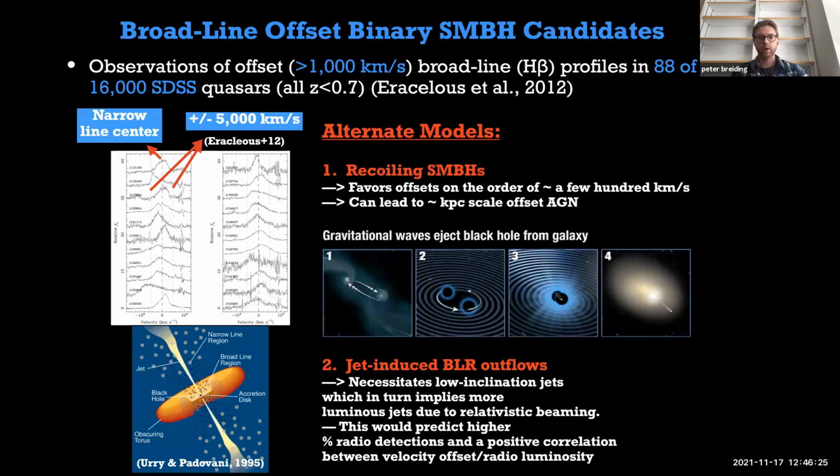But again, there are alternative models that can explain these offset broadlines. One of them is a recoiling supermassive black hole. After the merger of a binary, you can have the anisotropic emission of gravitational waves that gives a velocity kick to a black hole. This favors velocity offsets on the order of a few hundred, but can extend up to a few thousand kilometers per second. And this can lead to kiloparsec scale offset AGN if that recoiling black hole stays active for long enough. And finally, you have broadline region gas outflows, systemic outflows of the broadline region gas, possibly induced by a relativistic jet, possibly induced by an accretion disk, that can lead to these systemic velocity offsets.